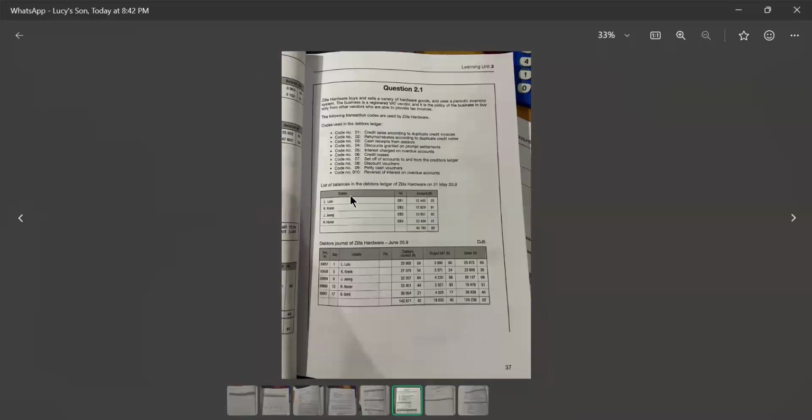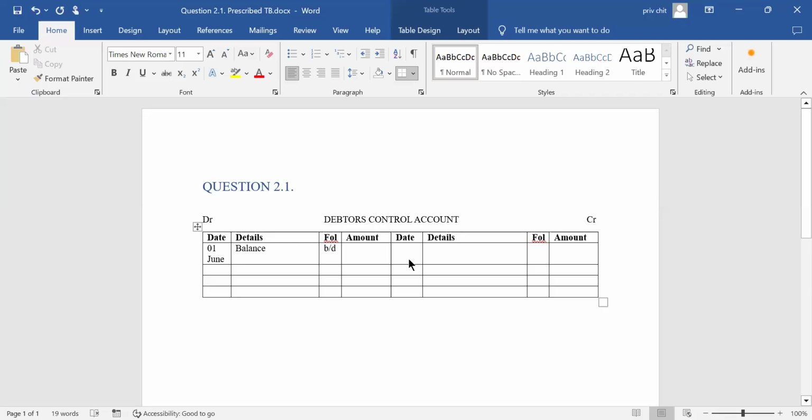So that's what I'm looking at. What amount are we plugging in? There's the opening balance. It's 49,780.99. 49,780 point what? 0.99 cents. Yeah. So that's what you plug in there.